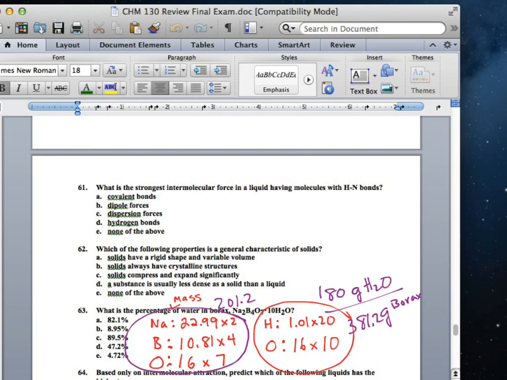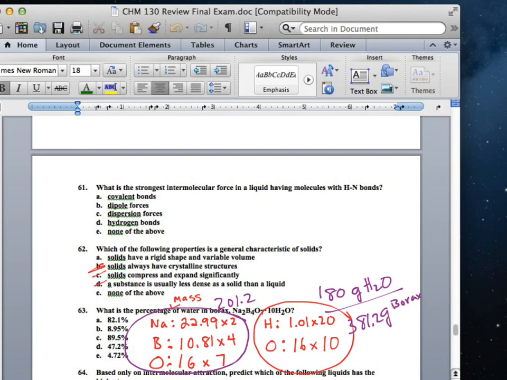Okay, so what I would probably go through and do is eliminate answers, and then I would get really frustrated with the question. Solids compress and expand significantly. No. A substance is usually less dense as a solid than as a liquid. Okay, it's typically the opposite. And then none of the above. And as soon as I saw none of the above, I would absolutely skip it. Because now I have to know that one of those is true.